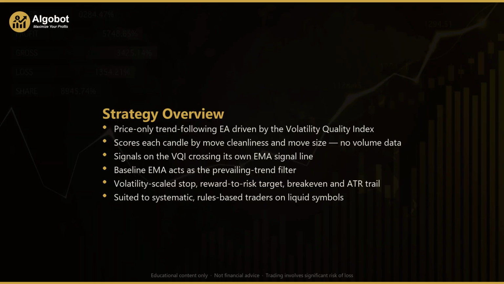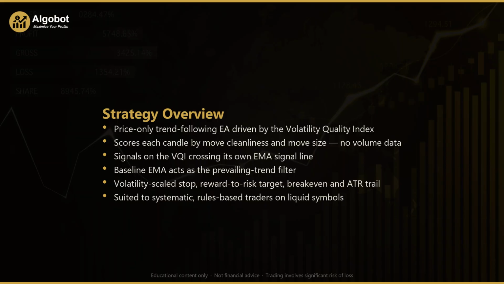Instead, it scores every completed candle on two things: how clean the move was and how large the move was. Let me unpack that. For each bar, the strategy measures where the candle closed within its own range and how far price traveled compared to the bar's true range. A big, one-directional candle that closes near its extreme earns a high-quality score. A wide, indecisive candle with a small body sitting inside a huge range earns almost nothing.